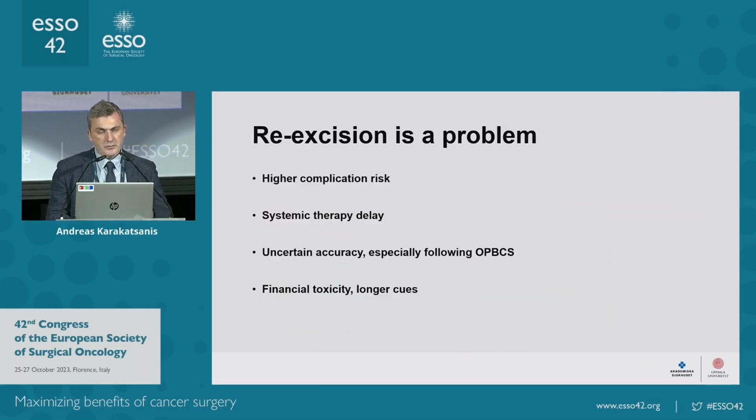Re-excision is a problem, apart from the things that Ash mentioned. We are talking about an operation that per se has a higher complication risk. When we are talking about surgery following adjuvant chemotherapy, there is systemic therapy delay, and this may cost in oncological outcomes in the case of patients needing adjuvant chemotherapy. And the accuracy of the procedure per se is uncertain, especially in the field of oncoplastic breast conservation, once somebody has performed extensive remodeling of the breast tissue, or we have large and long cut surfaces. And last but not least, of course, the financial toxicity and the longer queues, because any patient that needs a re-excision will have to take the place of a patient waiting for surgery.